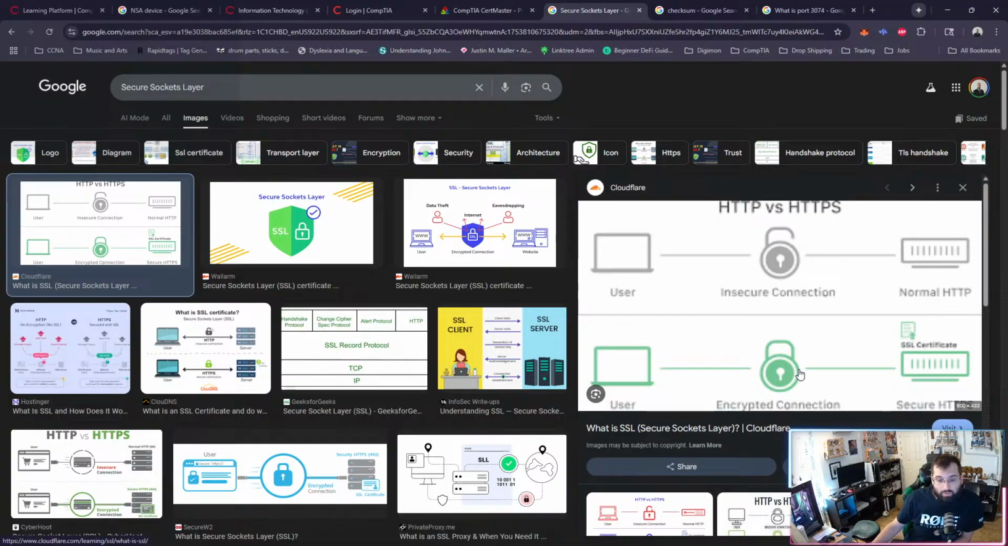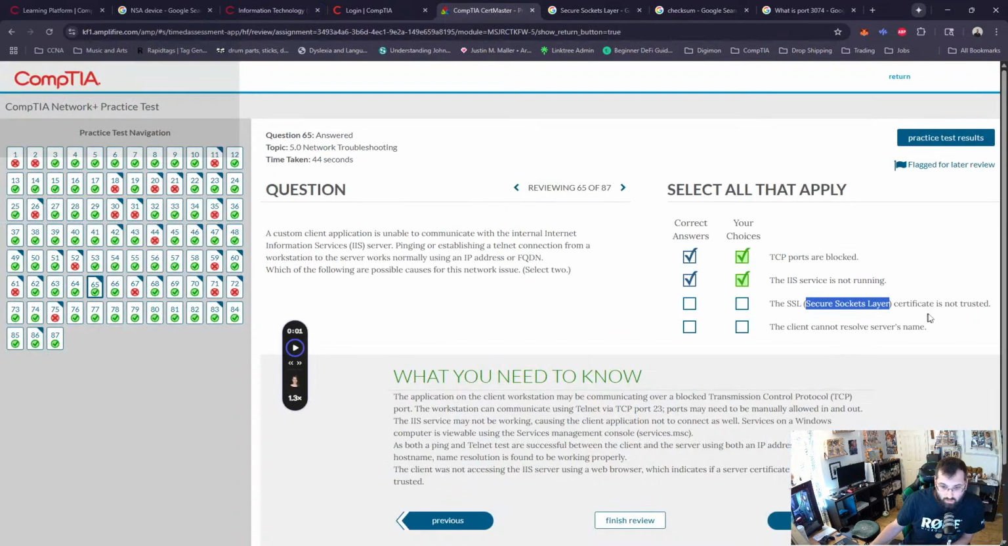Okay, and that's why some people use Telnet over an SSL. You can even use SSH over SSL. Secure socket layer. Got it. Is not trusted. Well, there was nothing that indicated it was not trusted. And it's also in an internal internet, like Internet Information Services. It's an internal one. So why would it be not trusted?